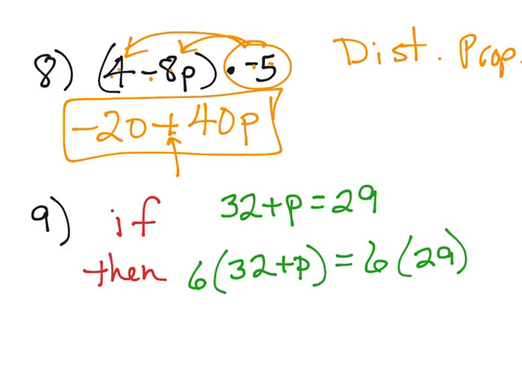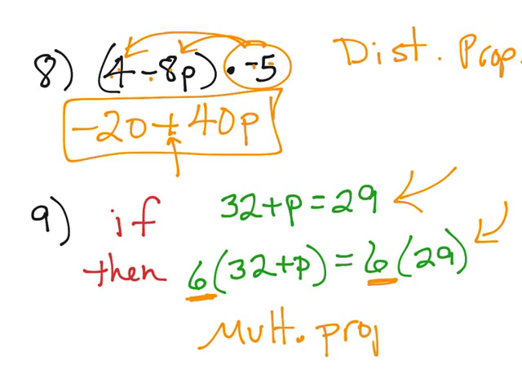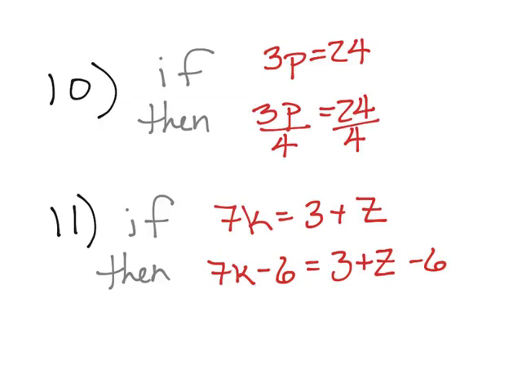Okay, number 9, and we'll continue on 10 and 11. If you have a problem that starts like on the if statement, it says 32 plus p equals 29, then we want to know what is changed in the then statement. Well, each time you see that it is being multiplied times 6. So we would say that that is the multiplication property of equality. So the multiplication property of equality means that it's being multiplied on both sides of the equal sign, hence the equality portion right there.